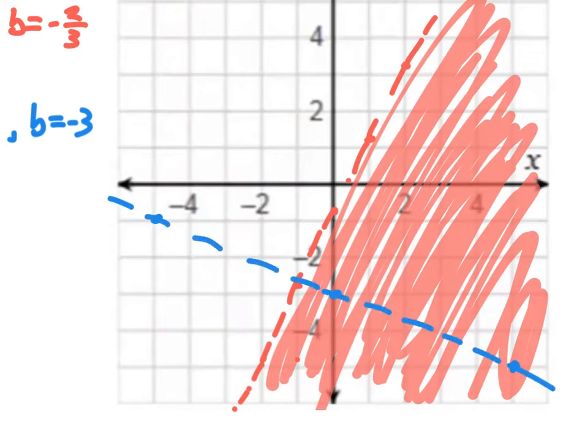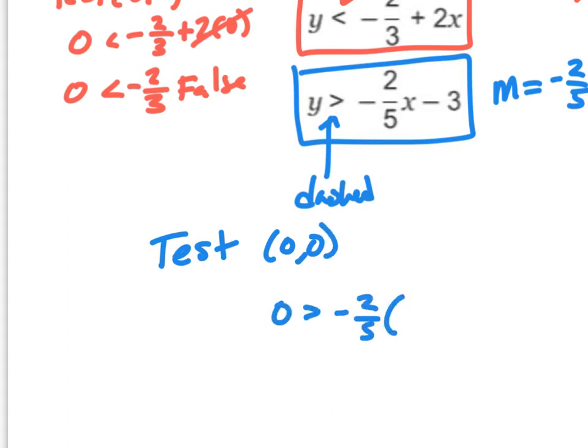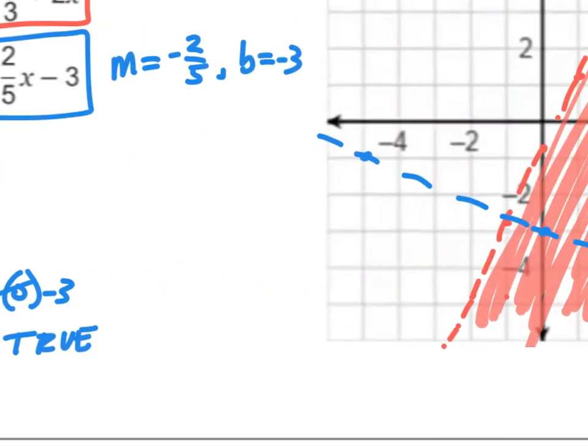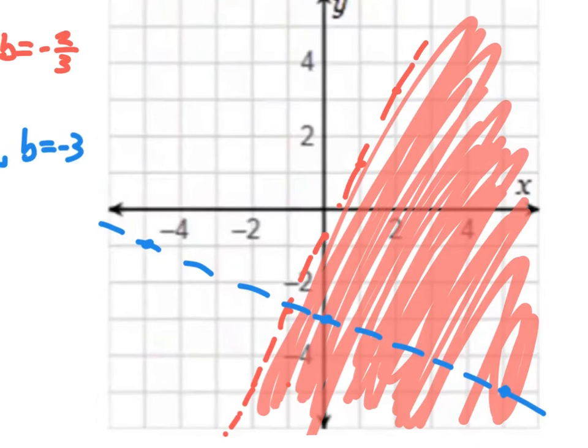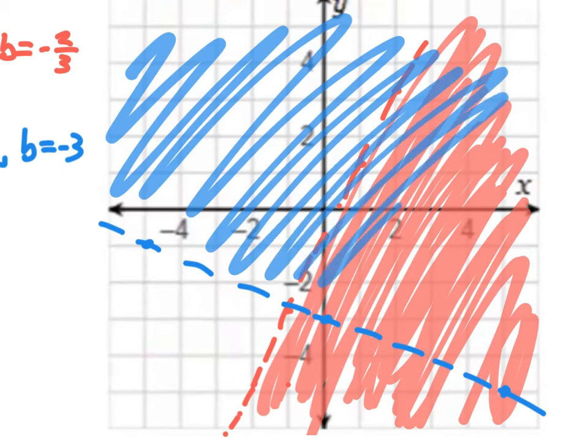And then I want to test the point 0, 0. I'm going to get 0 is greater than negative 2/5 times 0 minus 3. So that goes to 0, and we get 0 is greater than negative 3. This is a true statement. So I'm going to shade where it was true, above that line. Let me get in here, and we're going to shade above because that's where 0, 0 was.